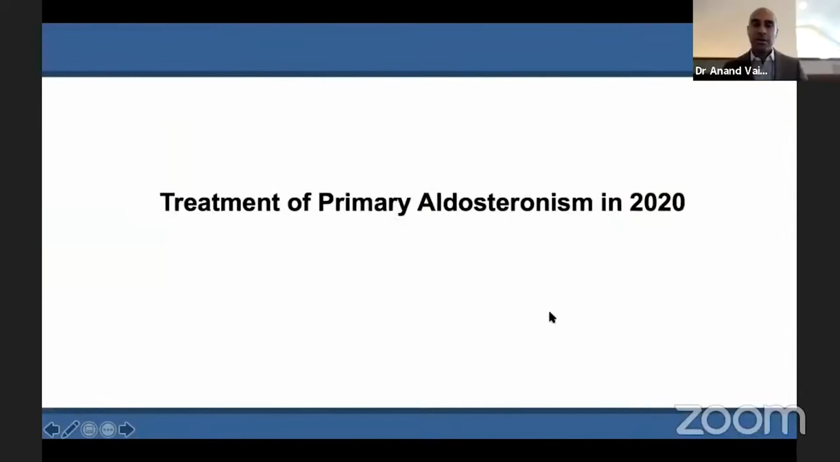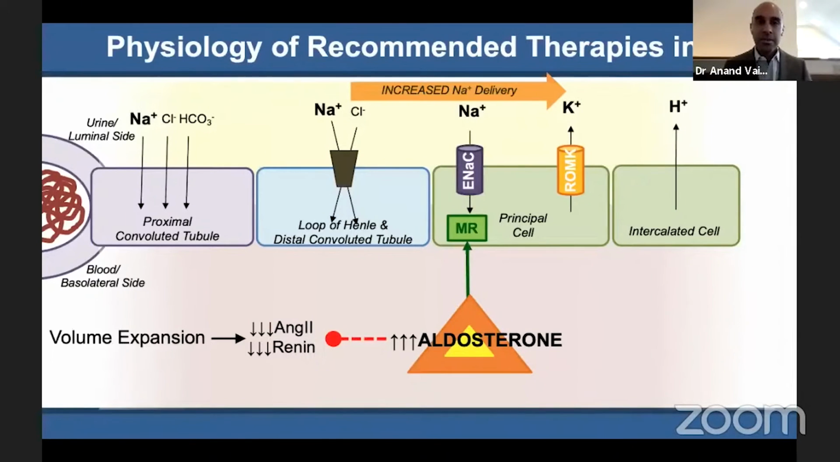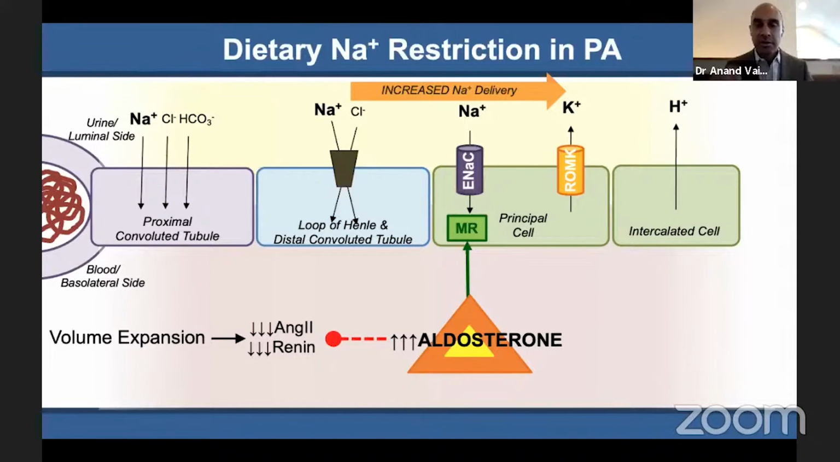Okay, so treatment of primary aldosteronism. Let me go back to the pathophysiology slide. This was a slide we reviewed earlier, and let's superimpose treatments here. So this is the pathophysiology of primary aldosteronism. The first treatment, maybe the most effective treatment, but the one that most people do not do, is sodium restriction. As we reviewed, this disease is driven by distal sodium delivery.